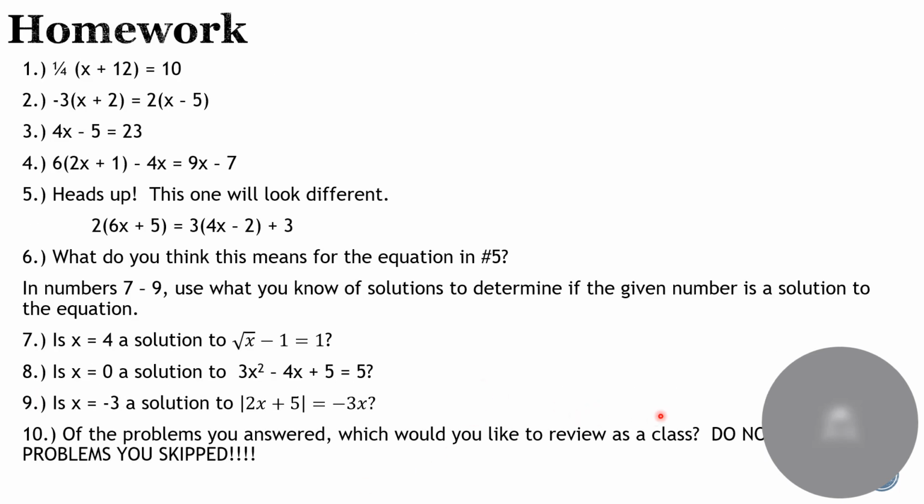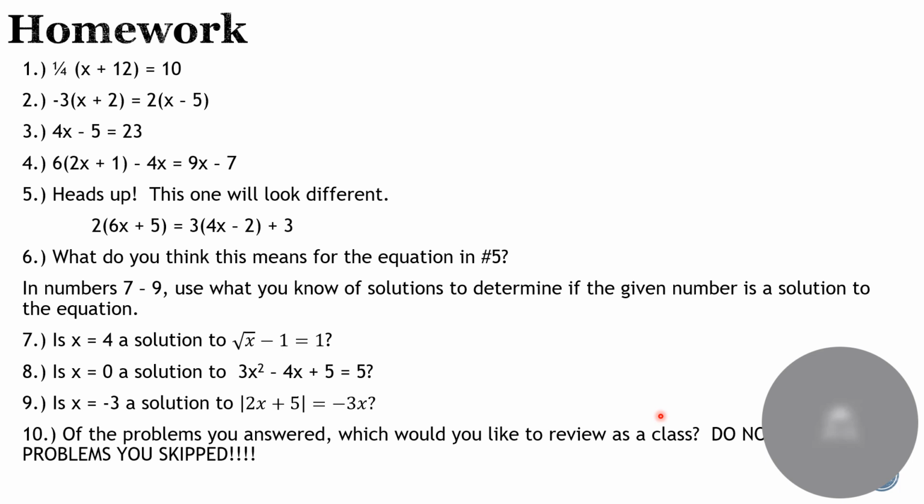And then for your homework, we've got a group of problems. The first 4 are going to mirror exactly what we did in the lesson. Question 5 is just a heads up, this one is going to look different. So when you get to the end of that problem, it's not going to do what the other ones do. I just want to give you a heads up, that doesn't mean you did anything wrong. So it's going to look different. Once you see what that is, I want you to write down for number 6, what do you think this means for the equation in number 5 when you look at it?